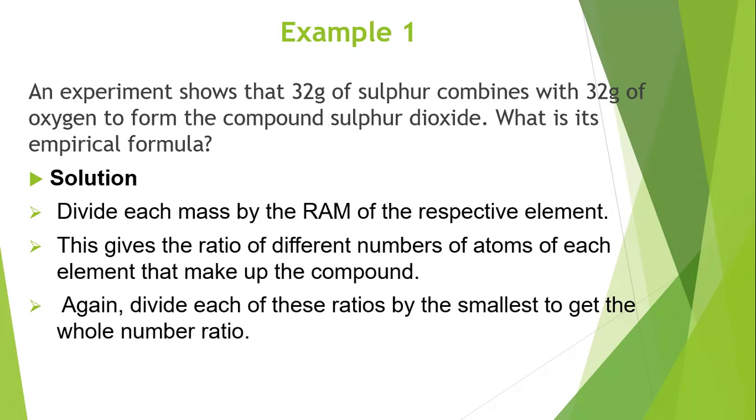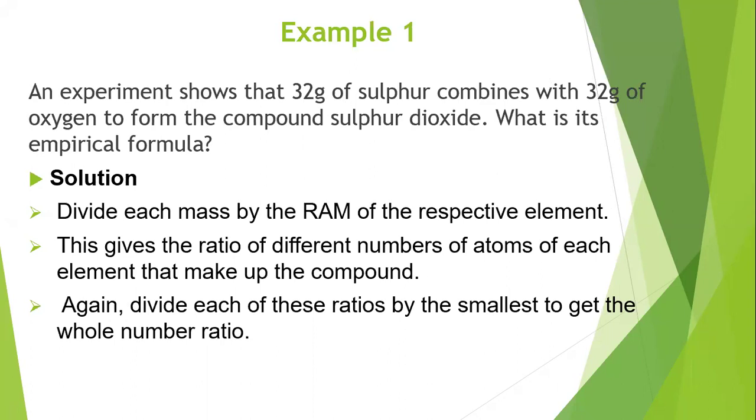Now this first example: an experiment shows that 32 grams of sulfur combines with 32 grams of oxygen to form the compound sulfur dioxide. What is its empirical formula? So our question is, we have to determine the empirical formula.